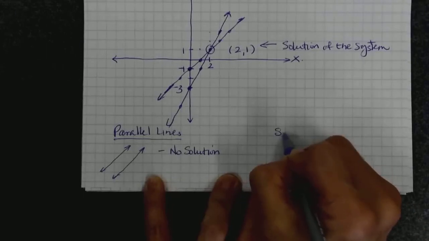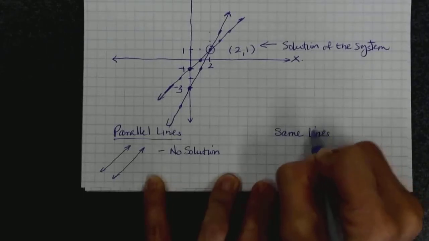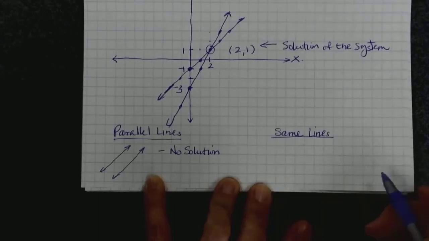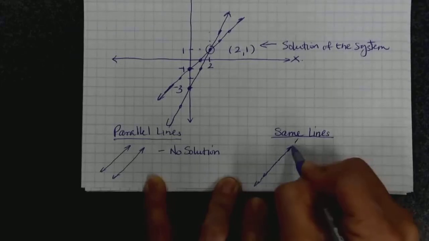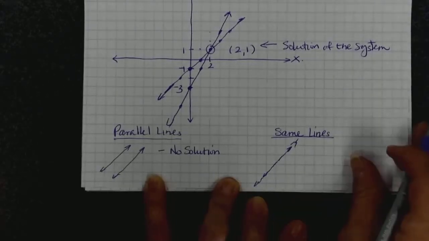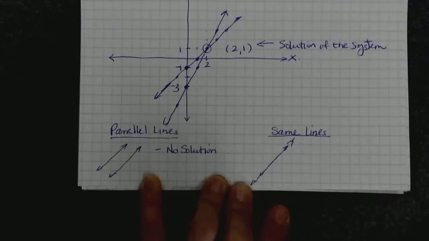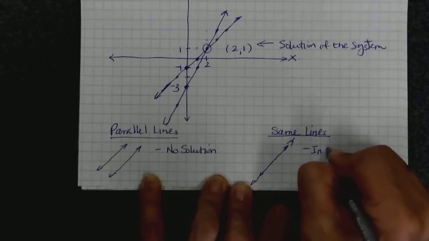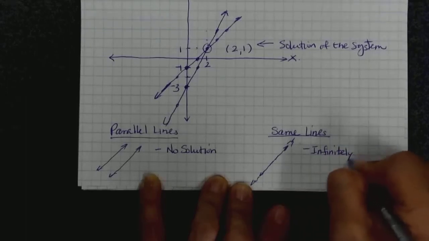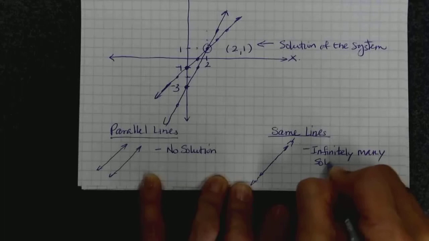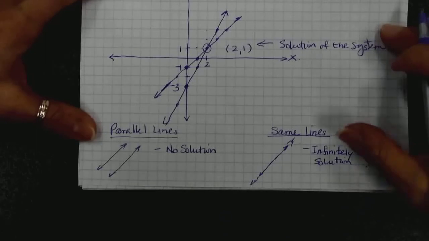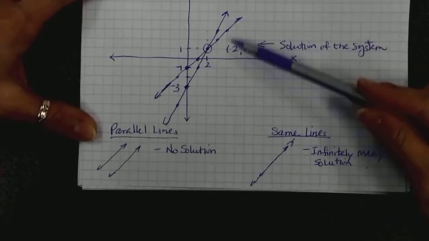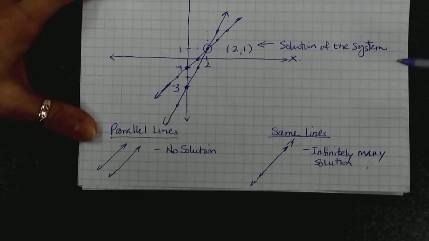Now if I have the same line, with the same slope and the same y-intercept, and I draw one line and the other goes right on top of it, that means they're the same line, so they intersect at every single point on the line. So we would have infinitely many solutions. So to solve by graphing, you graph two lines and look for the point of intersection, and the point of intersection is the solution of the system.